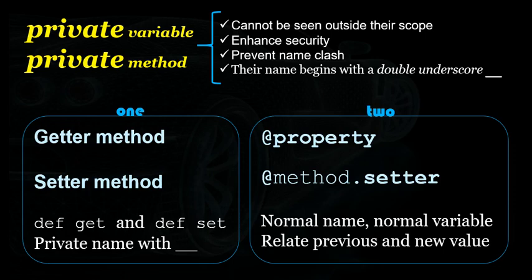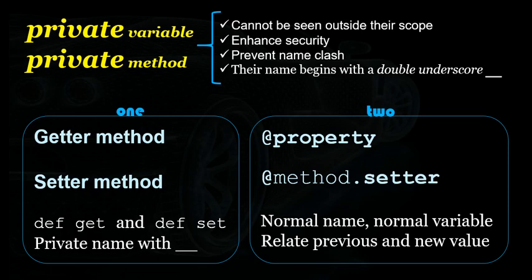There are private variables and private methods, and everything else is just public. We call them private names. Private variables and private methods cannot be seen outside their scope. Therefore, they enhance security and prevent name clash. Their name begins with a double underscore.